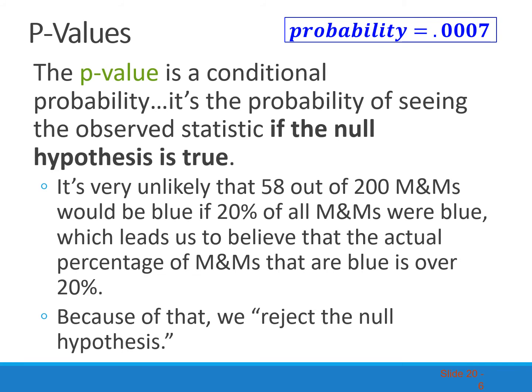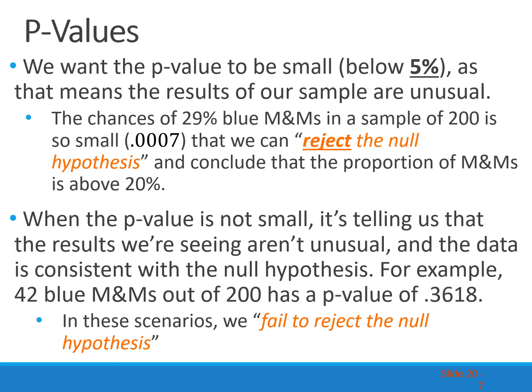This is evidence to us, beyond a reasonable doubt, that the proportion of blue M&Ms is not the 20% that the null hypothesis stated, and instead the alternative hypothesis is true. The proportion of blue M&Ms is greater than 20%. Now, we want our p-value to be small, and we define small as below 5%. The chance of getting 29% blue M&Ms in a sample of 200 is so small, 0.0007, that we can reject the null hypothesis and conclude that the proportion of blue M&Ms is actually above 20%.